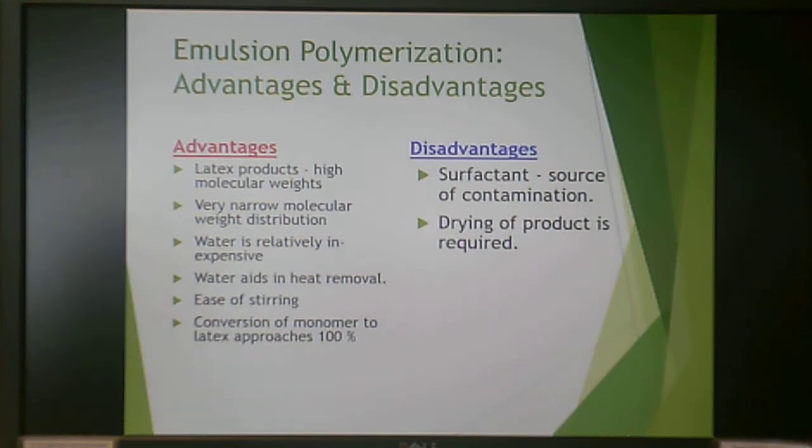But you've got a lot of other stuff present in emulsion polymerization. The surfactant that you use to create these latex particles can be a source of contamination. And there's a whole lot of water there. Water is great to remove heat, but it's really hard to dry something. If you've ever been flooded, you know this. You can get wet real fast. Getting dry is the challenge. So you have to remove all that water, and that requires a lot of energy to do.